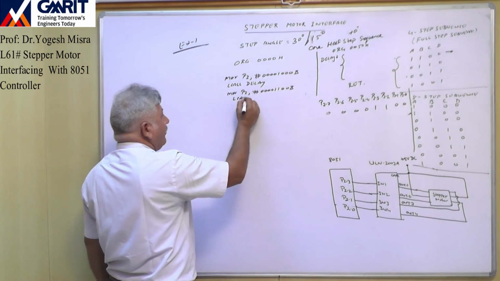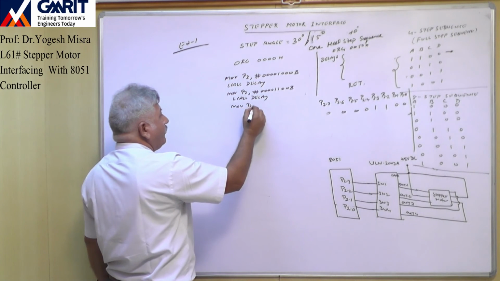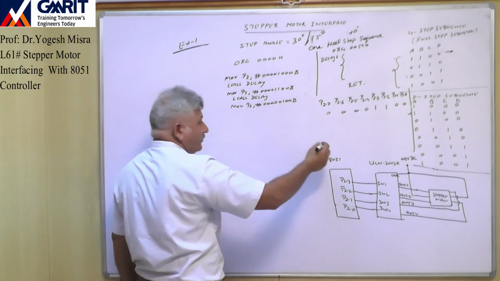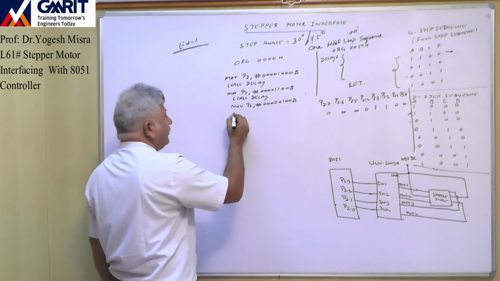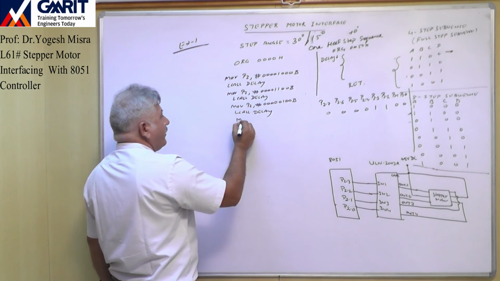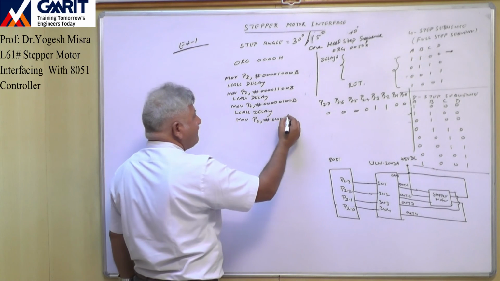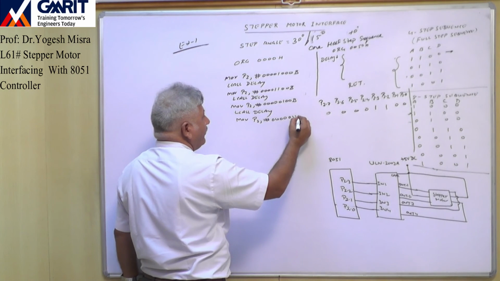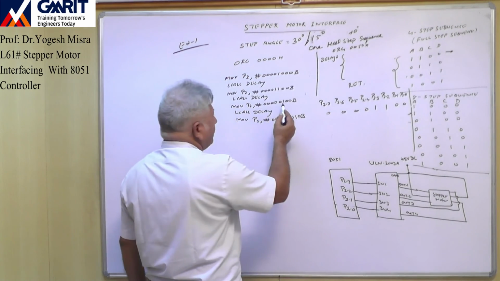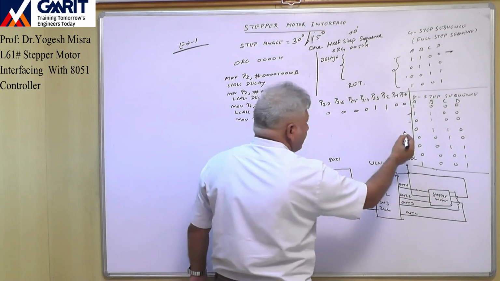Then I'll call delay. Then move P2 comma hash 0000 0100 B. Third, this one, 0100. Then I'll call delay. Then move P2 comma hash 0000 0110 B. After 0100 comes 0110 B. Okay, this is done.